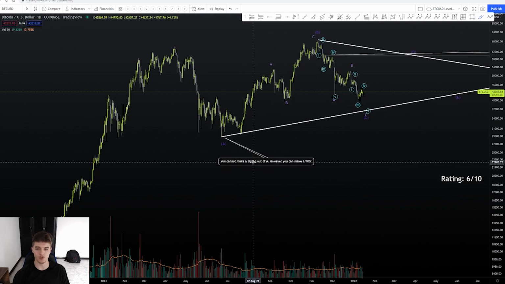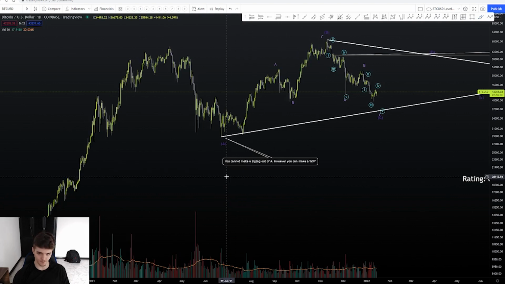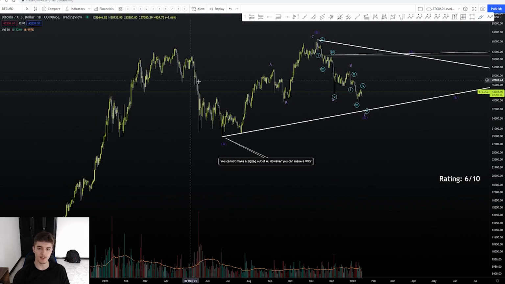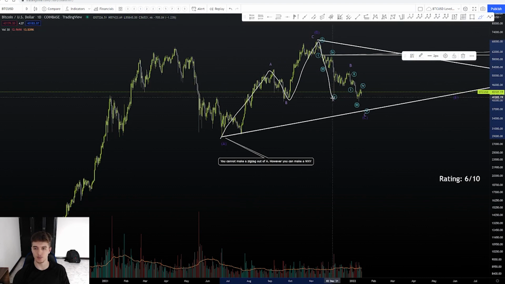Then moving on to the next drawback right here, you cannot really make a nice zigzag out of this wave A, because typically for a triangle correction, you want all these substructures, so this A, B, C, D, E, to all be comprised of zigzags. And for this wave B, you could easily make it into an A, B, C. You do the same thing with this wave C. But then when you move over to this wave A, you can't really do the same thing.